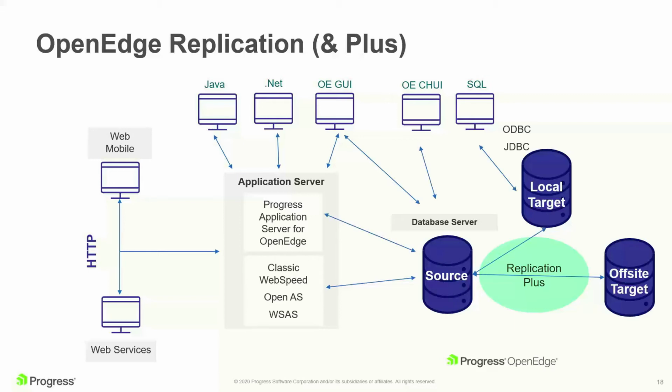The target database originates from the source database by an initial full backup and contains the same data and schema as the source. The target database does not allow database updates by anything other than OpenEdge Replication agents. And as already mentioned, OpenEdge Replication Plus permits queries and reports by users connecting to the target database.